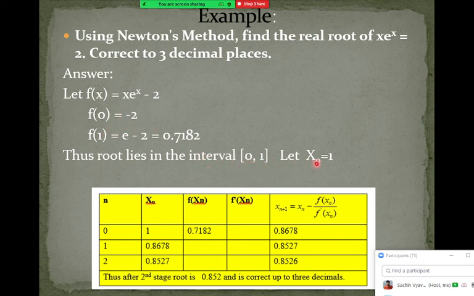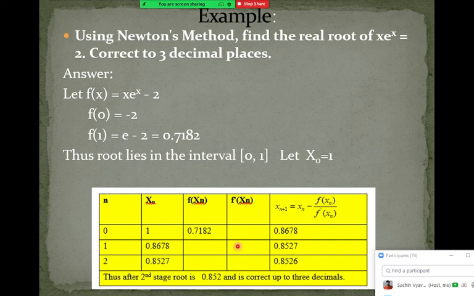So let x0 be equal to b as usual. We'll take x0 equal to 1, take a, and continue. So these middle cells are empty that you have to fill up. I have not written here f dash of x1. Sorry, here is f dash of x0.